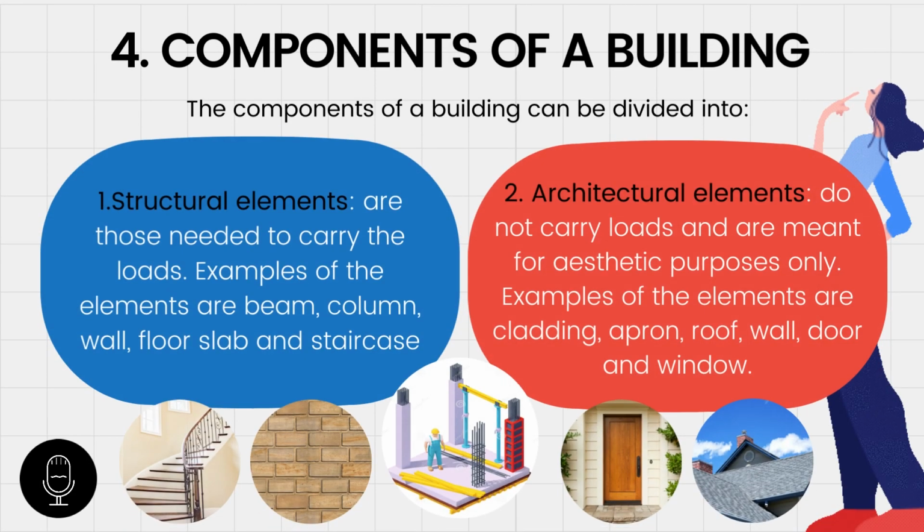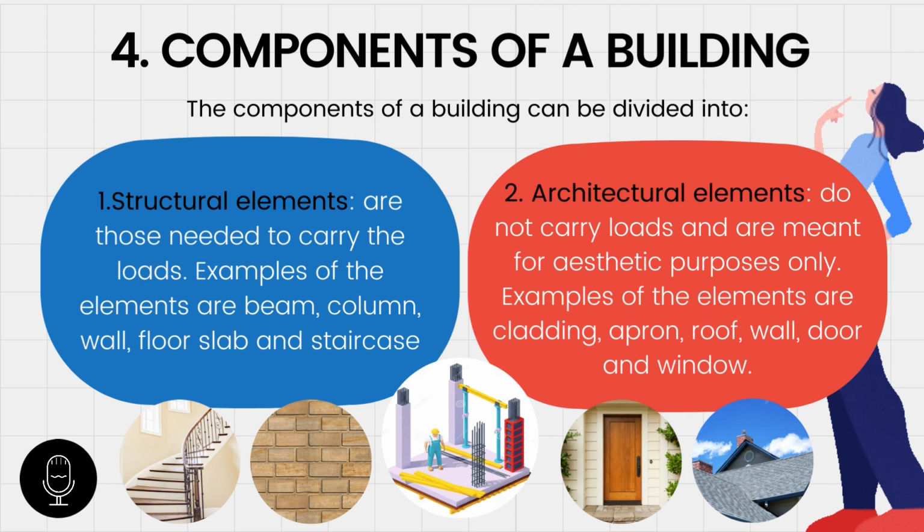Components of a building. Buildings can be divided into two main components. First, structural elements are those needed to carry the loads. Examples of these elements are beam, column, wall, floor slab and staircase.